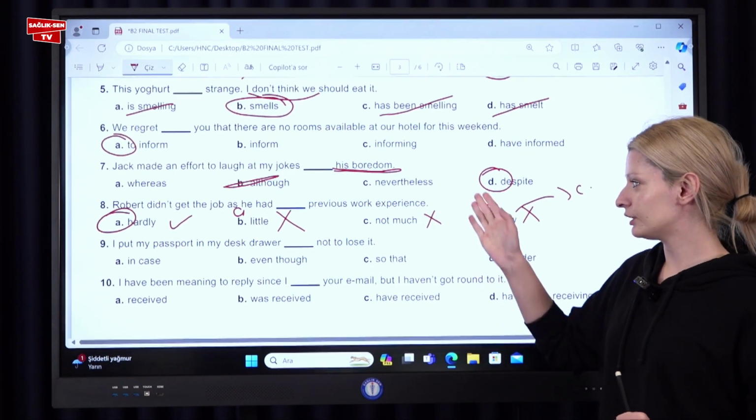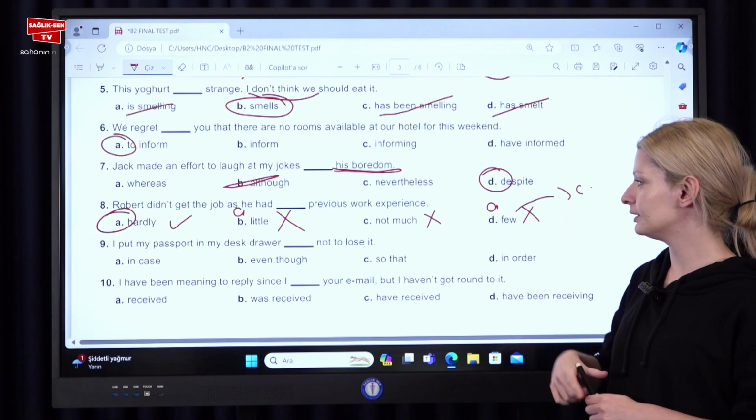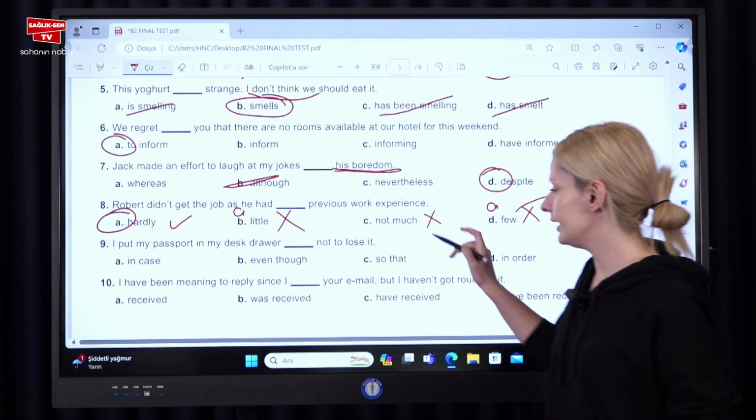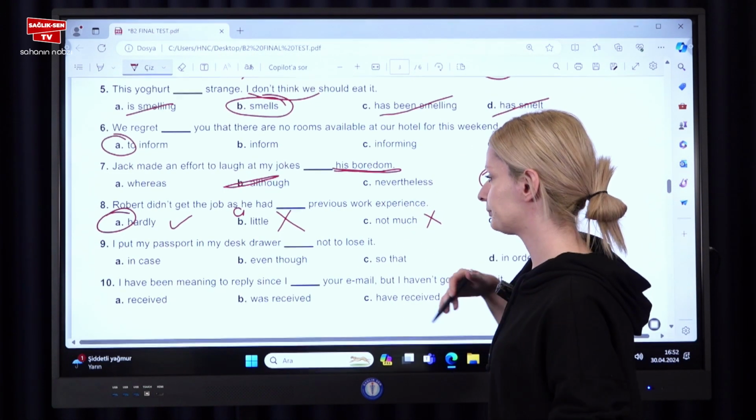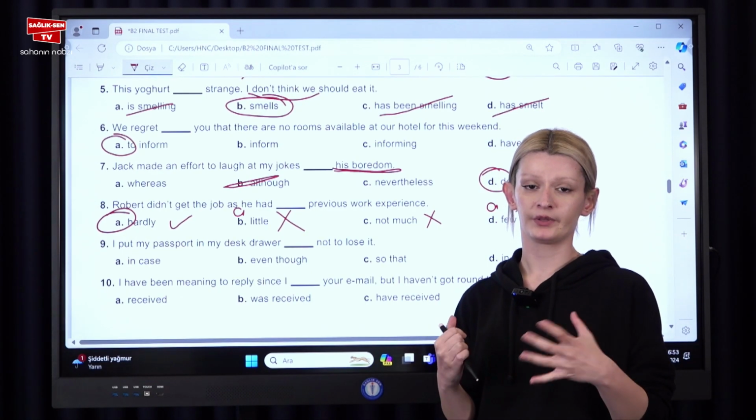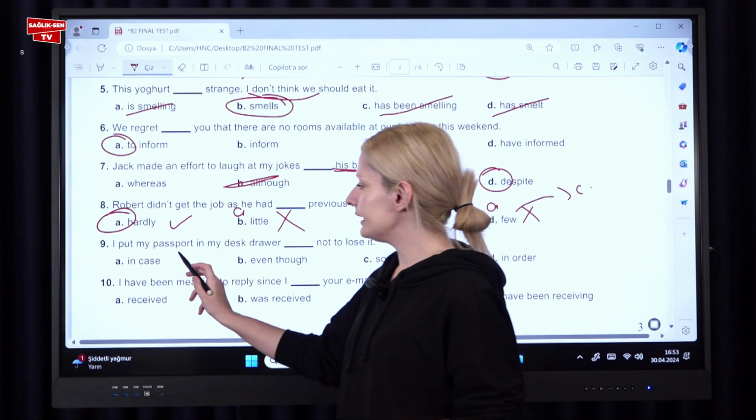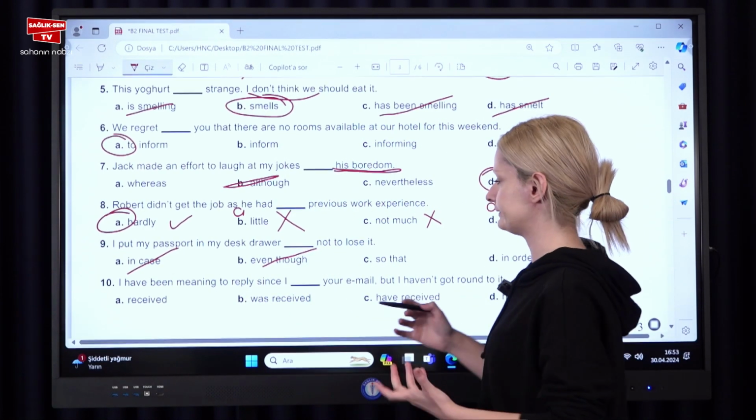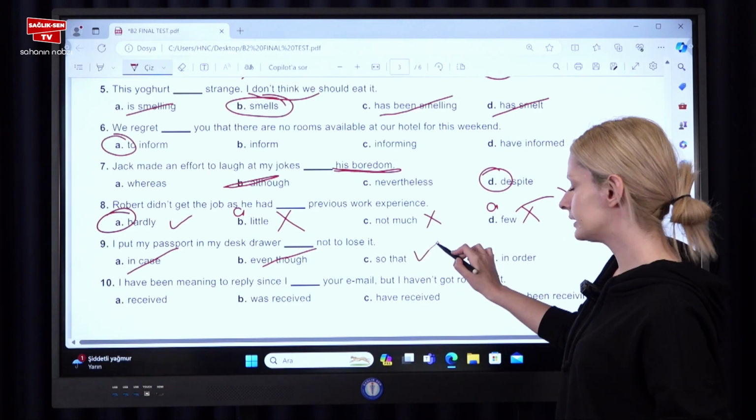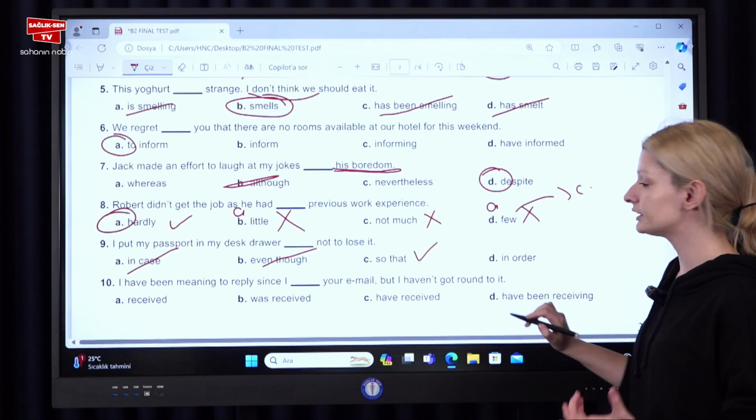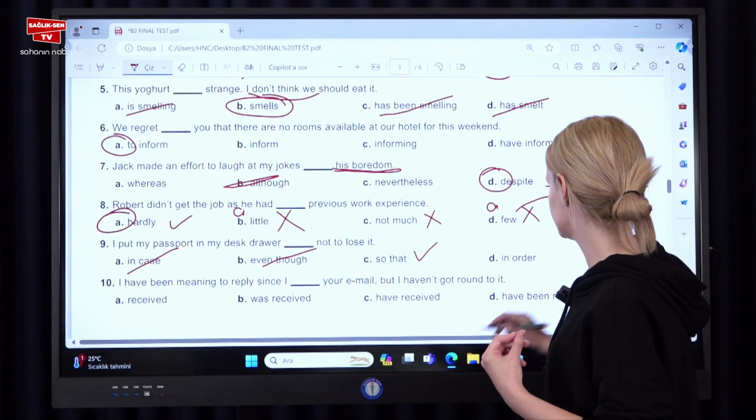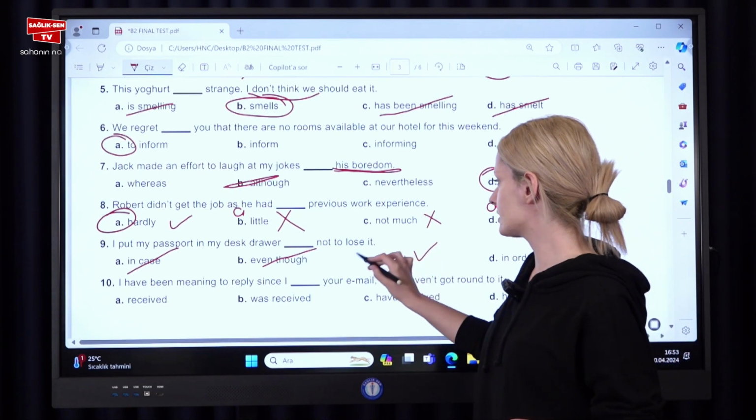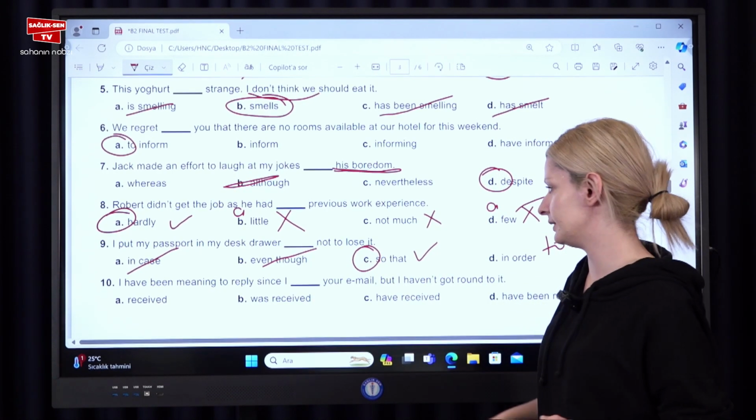"I put my passport in my desk drawer blah blah not to lose it." So here I am going to talk about an aim, a purpose. In case, no. Even though represents opposites, so that can be okay. In order, if I wanted to use in order, I had to also add to. So it is going to be so that.